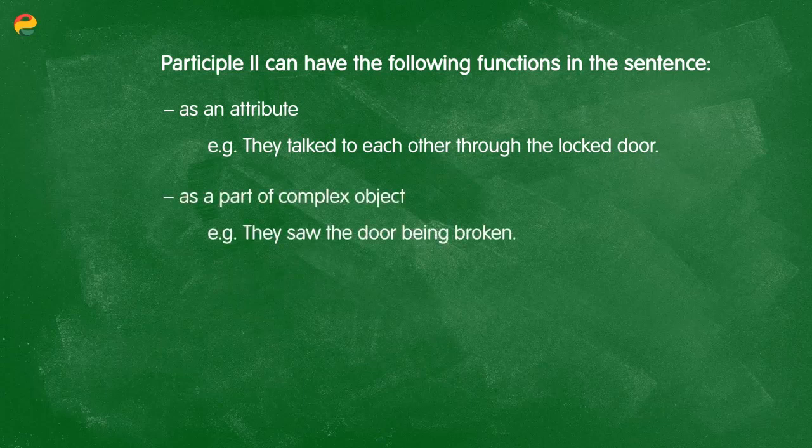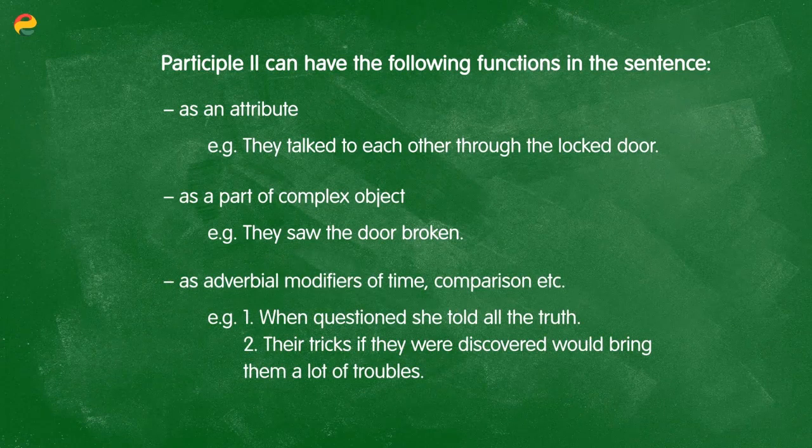Here, locked is simply an adjective describing the door, but we're using the past participle of the verb to make it. We also use the past participle whenever we're forming complex object. For example, they saw the door being broken. Here, I'm explaining what was happening to the door when they were looking at it. I'm explaining to you what they saw. And finally, we can use it as an adverbial modifier of time. For example, in a comparison, their tricks, if they were discovered, would bring them a lot of troubles. Here, their tricks, if they were discovered, I'm creating a hypothetical time phrase. I'm using an unreal conditional, and I use the past participle to do this.